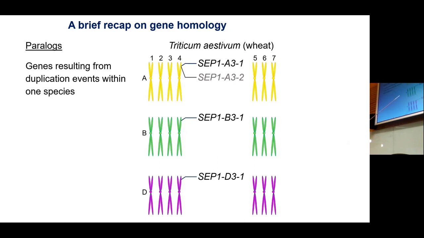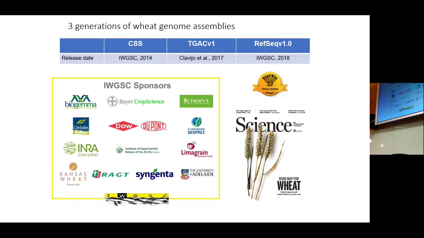This happened only in the Triticum moratum, so in the progenitor. It was passed into wheat. So that's what we call a paralog. All right. With this out of the way, let's get into it.